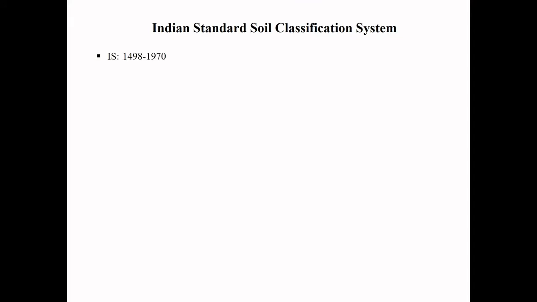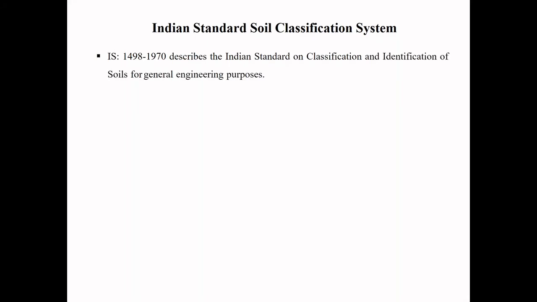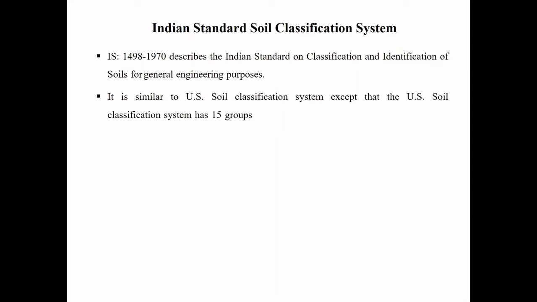IS 1498 1970 describes the Indian standard on classification and identification of soils for general engineering purposes. This system is similar to the US soil classification system, the exception being that in the US soil classification system the soils are subdivided into 15 groups, whereas in the Indian standard soil classification system, the soils can be subdivided into 18 groups.